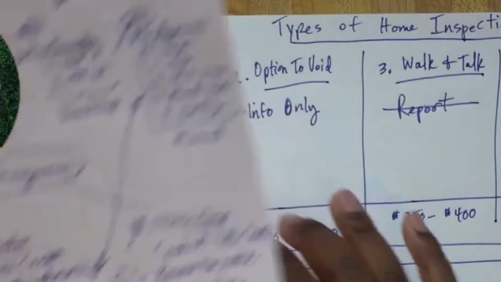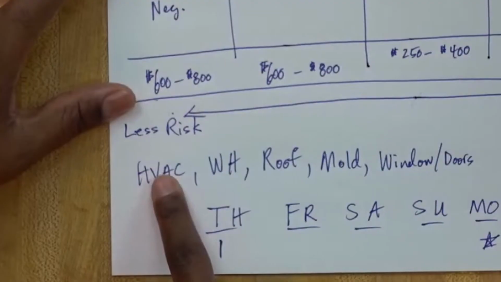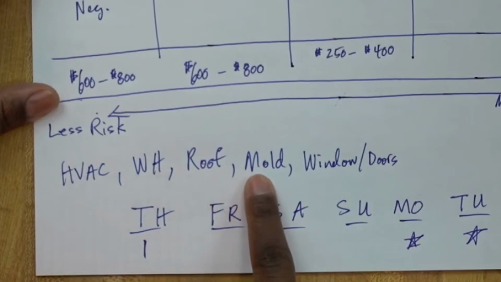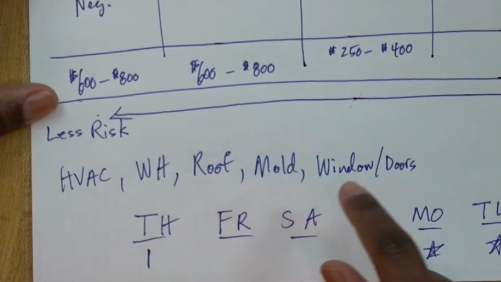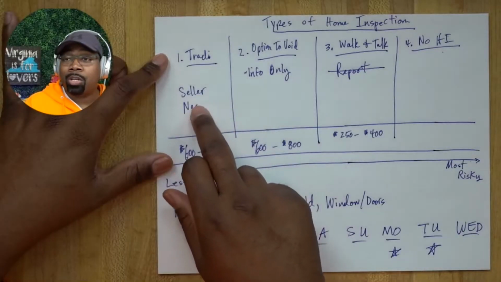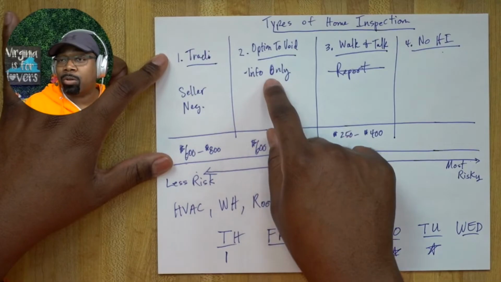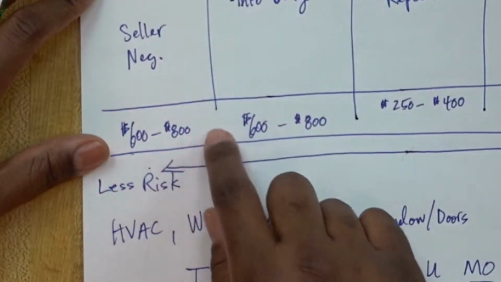So you have a traditional home inspection, which you're probably already used to, which is where the home inspector is going to inspect the major systems: the HVAC, the water heater, roof, mold, check the doors, windows, and stuff like that, right? The seller knows you're going to negotiate here. Then there's the option to void, also in the olden days called informational purposes only. Both of these home inspections cost $600 to $800.